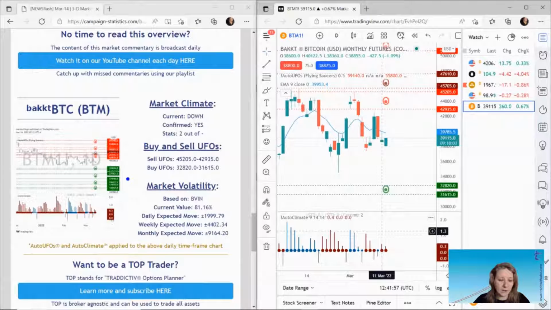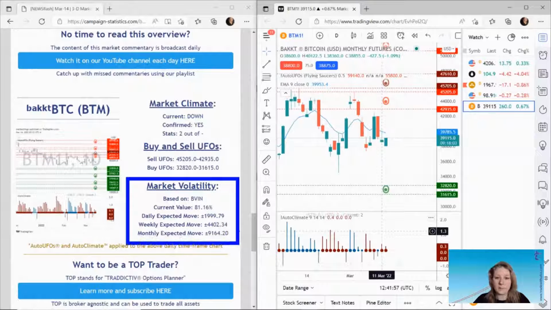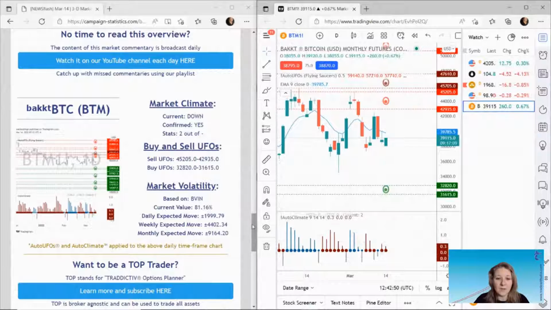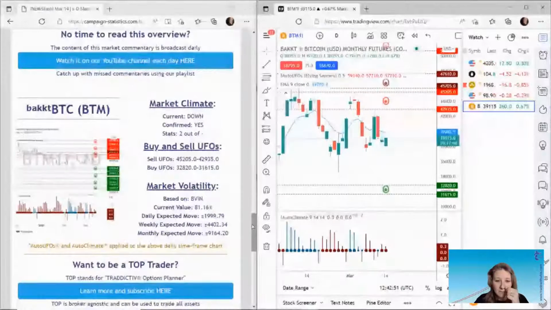Now, volatility-wise, we would expect Bitcoin to move up or down in a year by 81.16%. So in a day, that's 1,999.79 points. In a week, 4,402.34 points. And in a month, 9,164.2 points. Okay, so that brings us to the end of our markets.